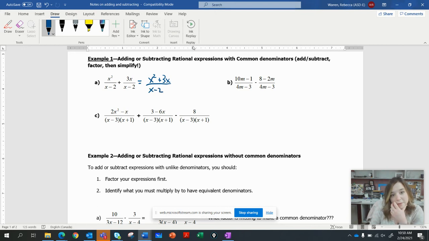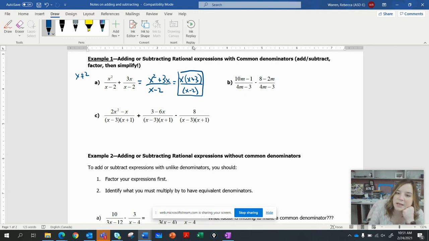I want to state my non-permissible values. So before I actually factor the top here and see if anything simplifies further, I am going to state those non-permissible values. So x cannot equal 2. Then I'm going to factor the top and see if I can simplify any more. So x will factor out of the top, and it leaves me with x plus 3 in brackets. And then I still have my x minus 2 in brackets on the bottom. So nothing is going to cancel there, so that is fully simplified. So that would be my final answer. All right, so not too bad when you already have that common denominator.